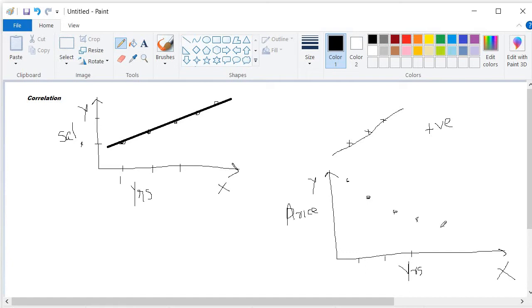So which pattern will you see? In the previous case, you saw an increasing pattern, as the value on the x-axis increased, the value on the y-axis also increased. In this case, as the value on the x-axis increases, the value on the y-axis decreases. Sorry, the value on the x increases, the value on the y decreases. So you see a different pattern over here, which is also approximately in the same line. This pattern you call a negative correlation.